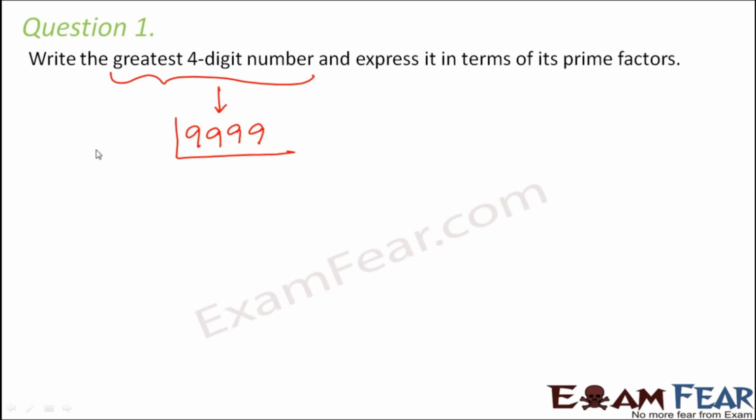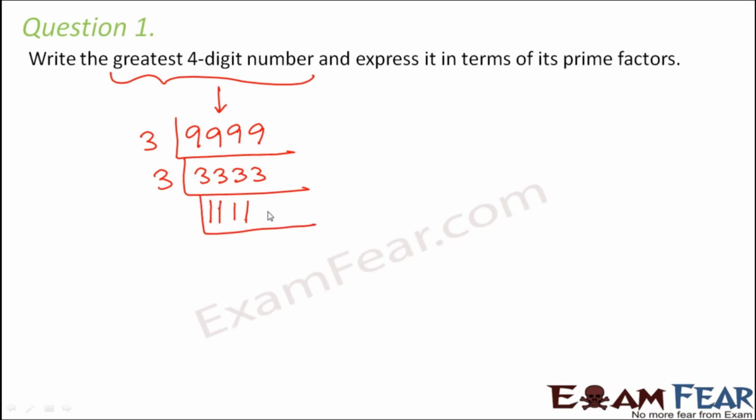So perform prime factorization. Will it be divisible by 2? No. Will it be divisible by 3? Yes. 3 3s are 9, so 9999 divided by 3 gives 3333. This will again be divisible by 3, giving 1111.